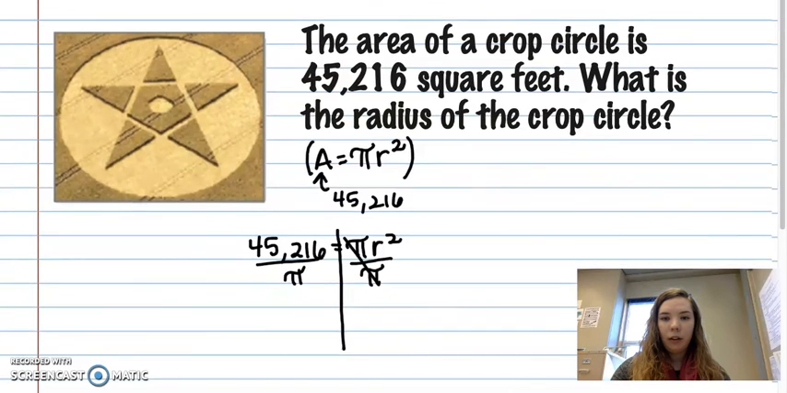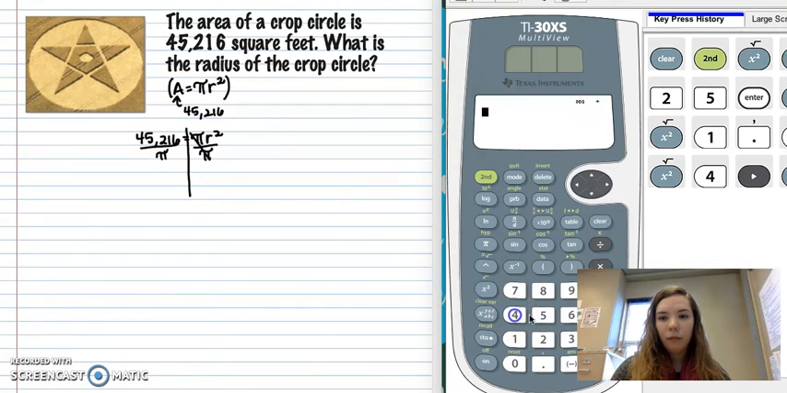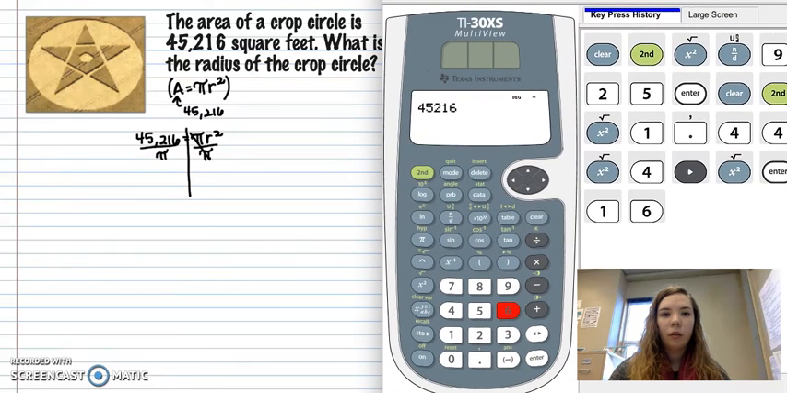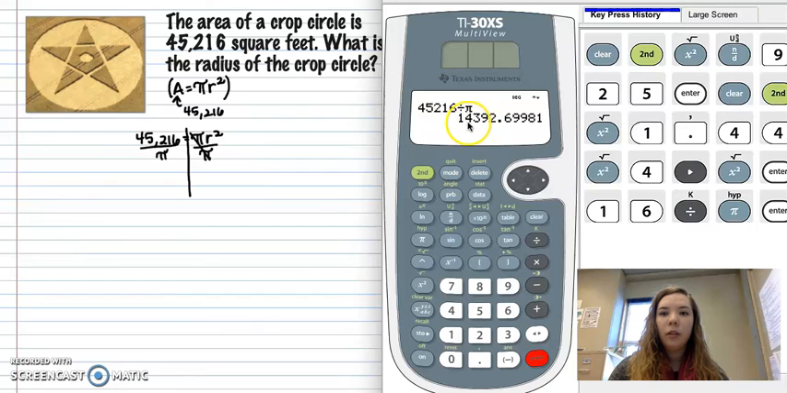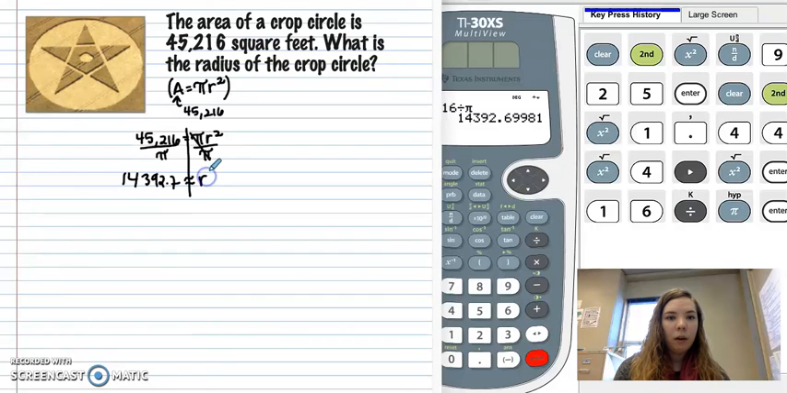I'm going to pull that calculator back out. And then divide by pi. Your pi button's right here on your calculator. Okay, we'll round this to just one decimal place. So we have 14,392.7 is approximately r squared. So when I round, I switch from a regular equal to our wavy equal.